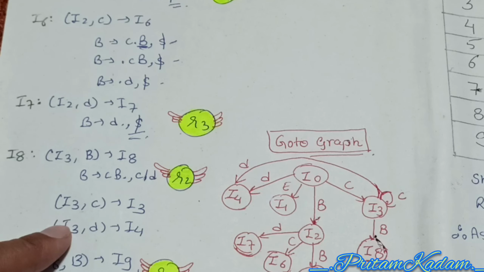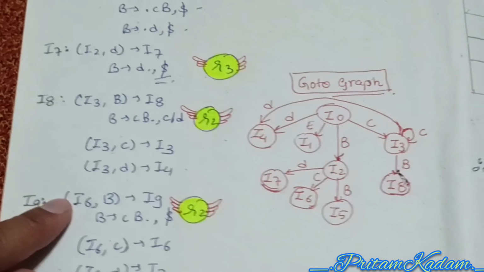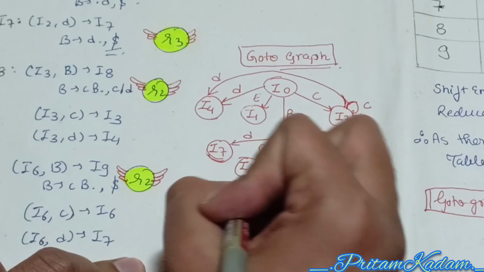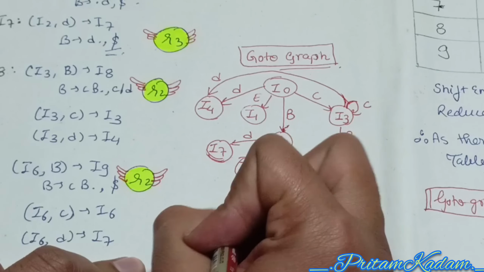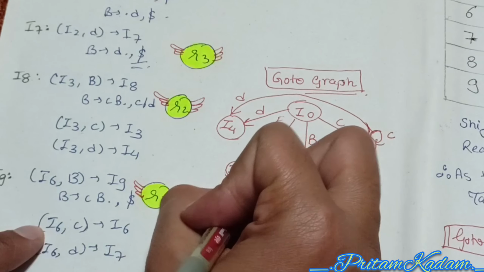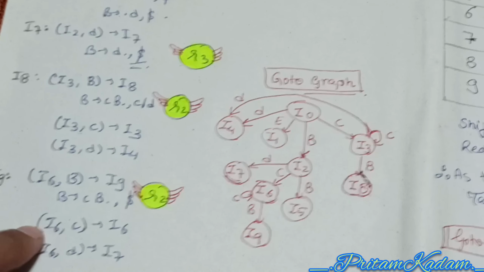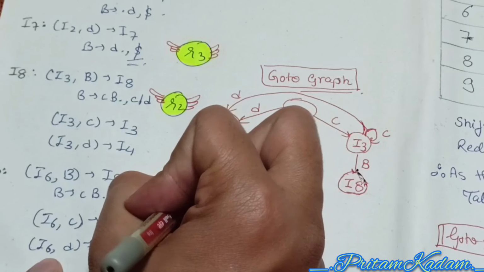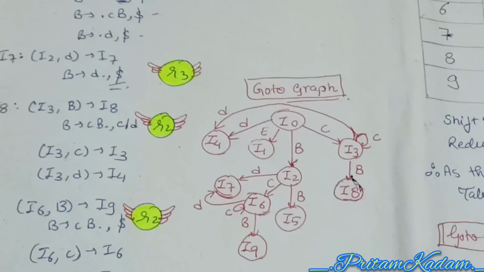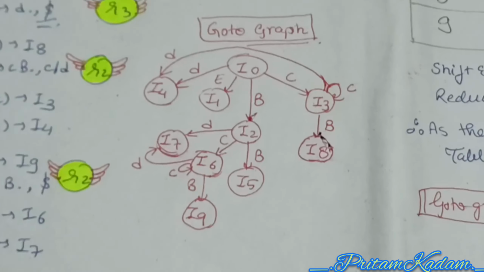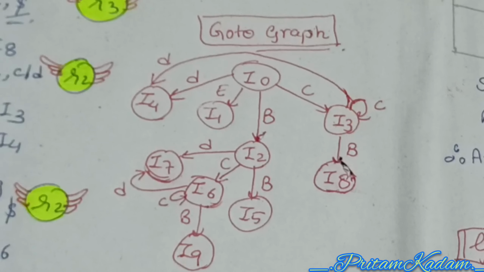Now we will proceed ahead. I6 on capital B goes to I9, so source state I6 with transition label capital B, destination state I9. Now I6 on C goes to I6 itself, so we will make a loop with transition label C, as source and destination are same. Now I6 on small d goes to I7, so destination is I7 and transition label is small d. So we have completed the go to graph also. Now you can take a screenshot of it. So this was our go to graph.